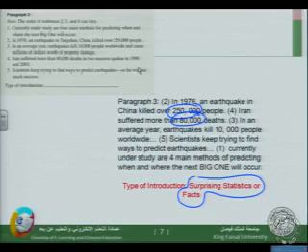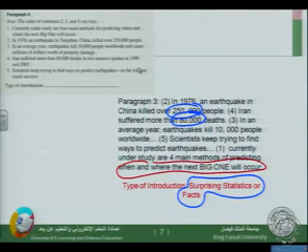Again, where is the general statement? The general statement, you can locate it at the beginning. In 1967, an earthquake in China killed over blah blah blah, and then well, the thesis statement is that when and where the next big one will occur. So the specialists try to make some methods to know when or where the earthquake will occur or happen.